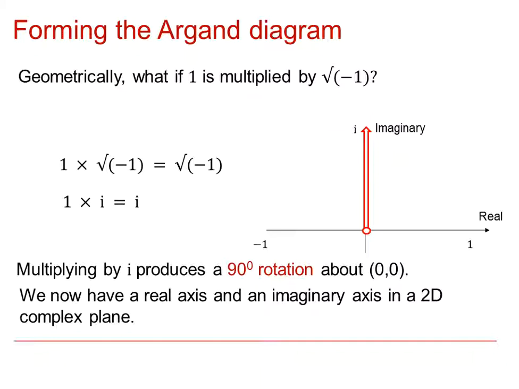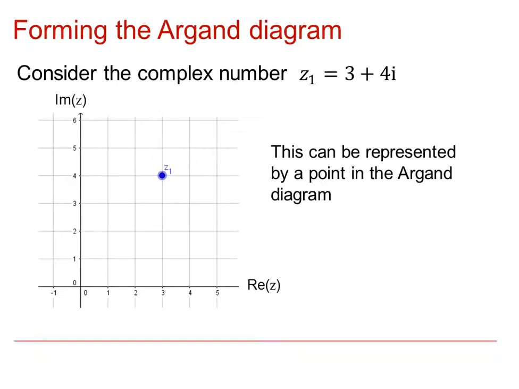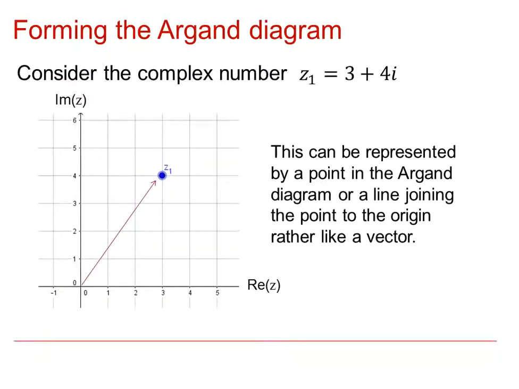So we now have the real axis where all the real numbers are that you've used previously, and we now have a perpendicular imaginary axis, and we have the two-dimensional complex plane. So if we consider the complex number z1, which is 3 plus 4i, this can be represented by a single point on the Argand diagram with coordinates (3, 4). Or it can be represented by a line joining the point from the origin, rather like a vector.